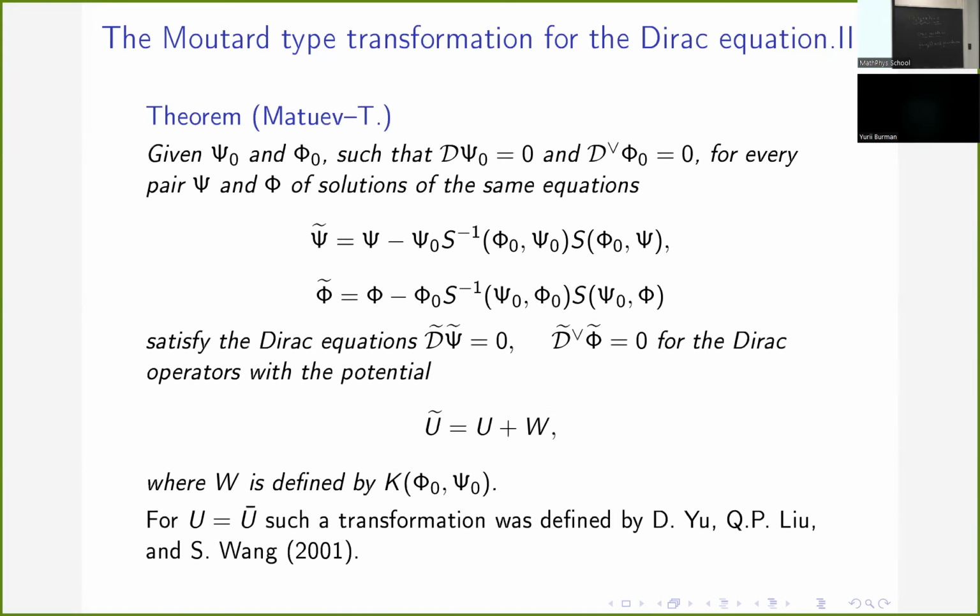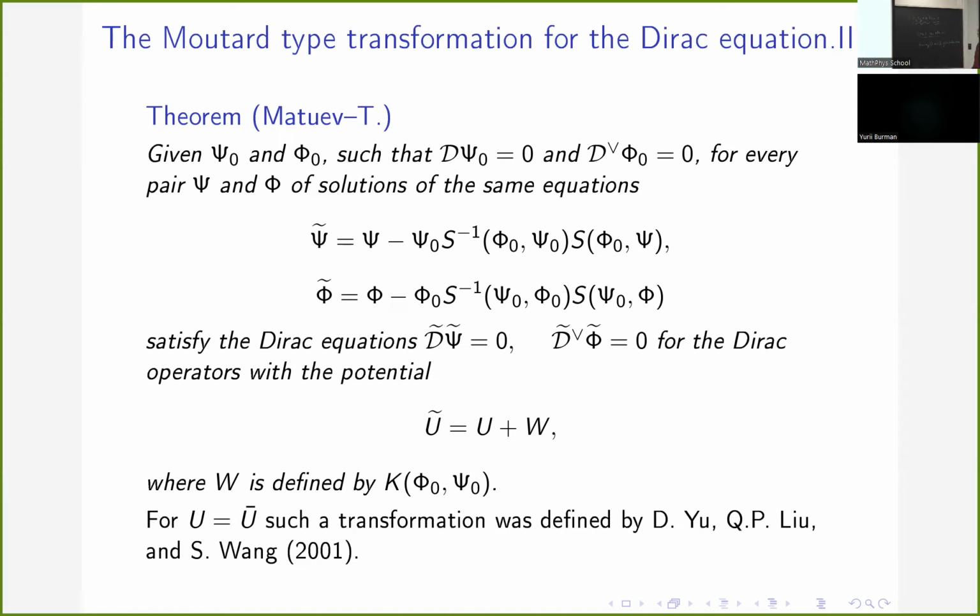And now we have the theorem, jointly with Moutard. If psi naught and phi naught meet this Dirac equation, then for every pair of solutions of the same equations, we can construct new solutions of the equations for Dirac operators with another potential, U tilde equal U plus V, plus W, sorry, where W is defined by this. So we are constructing new solutions from other ones.